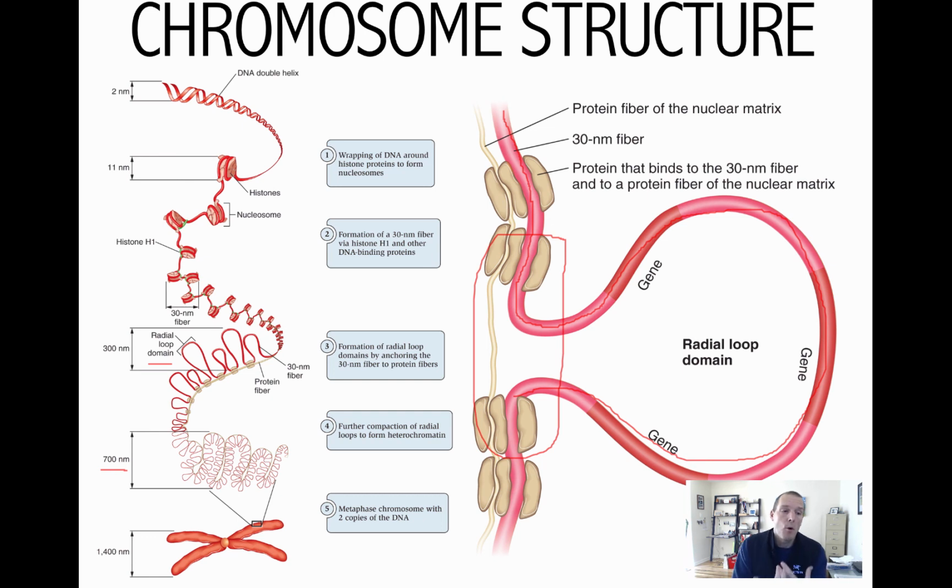So the point of this whole discussion is that you can't just cram 2 meters, 3 meters of DNA into a nucleus. You have to organize it by condensing it, wrapping it around proteins, and then looping those, and then looping the loops, if you like, to form structures that we call chromosomes.